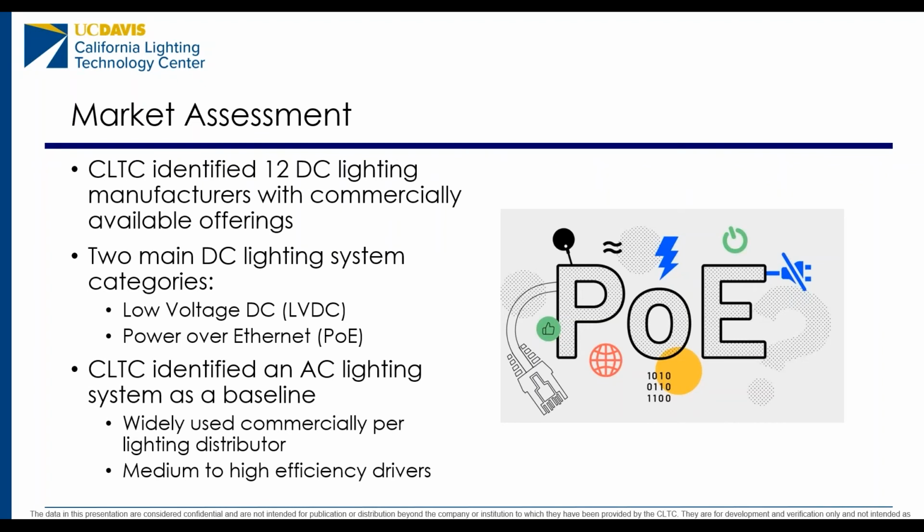All right, so we conducted a market assessment and identified 12 manufacturers that had commercially available DC offerings. These DC lighting systems we then subdivided into two main categories: power over Ethernet, or PoE, and low voltage DC, which we have referred to as LVDC. And we'll get into both of those in the next slide. We also spoke to lighting reps and electrical distributors to identify a widely used AC lighting system that could be our control or a baseline.